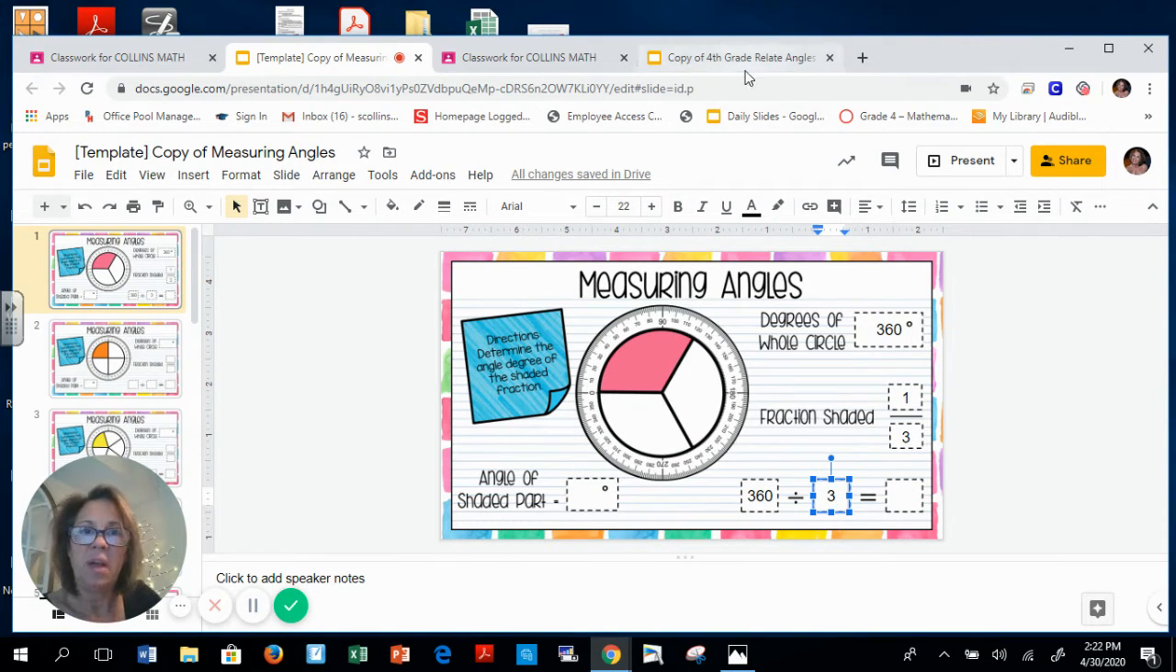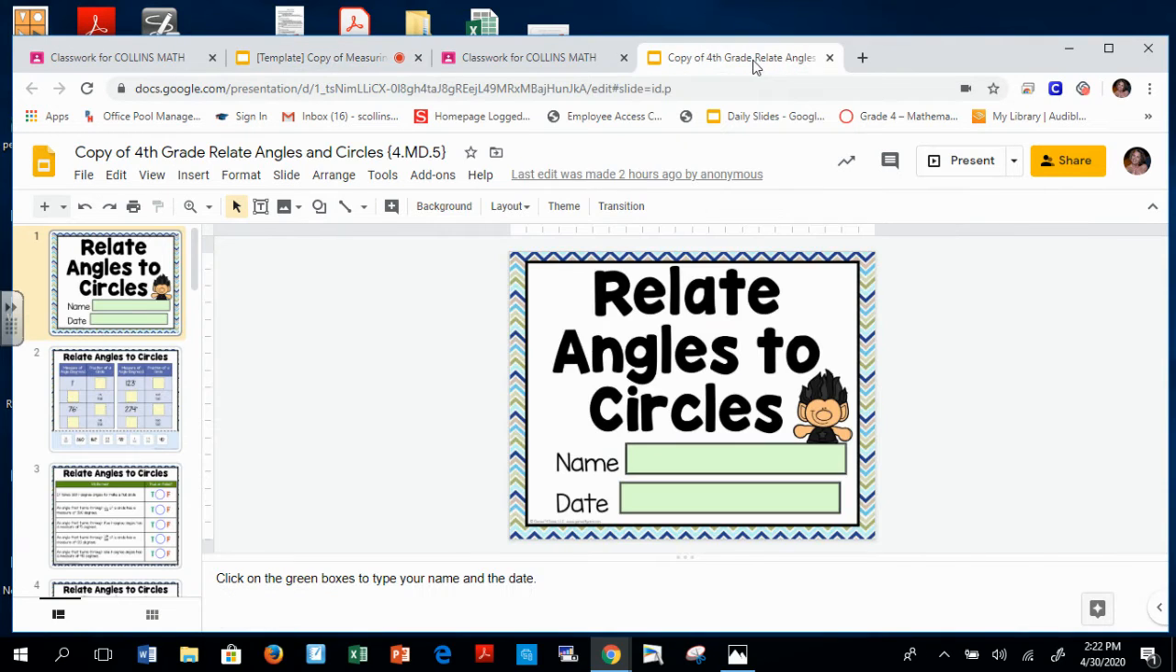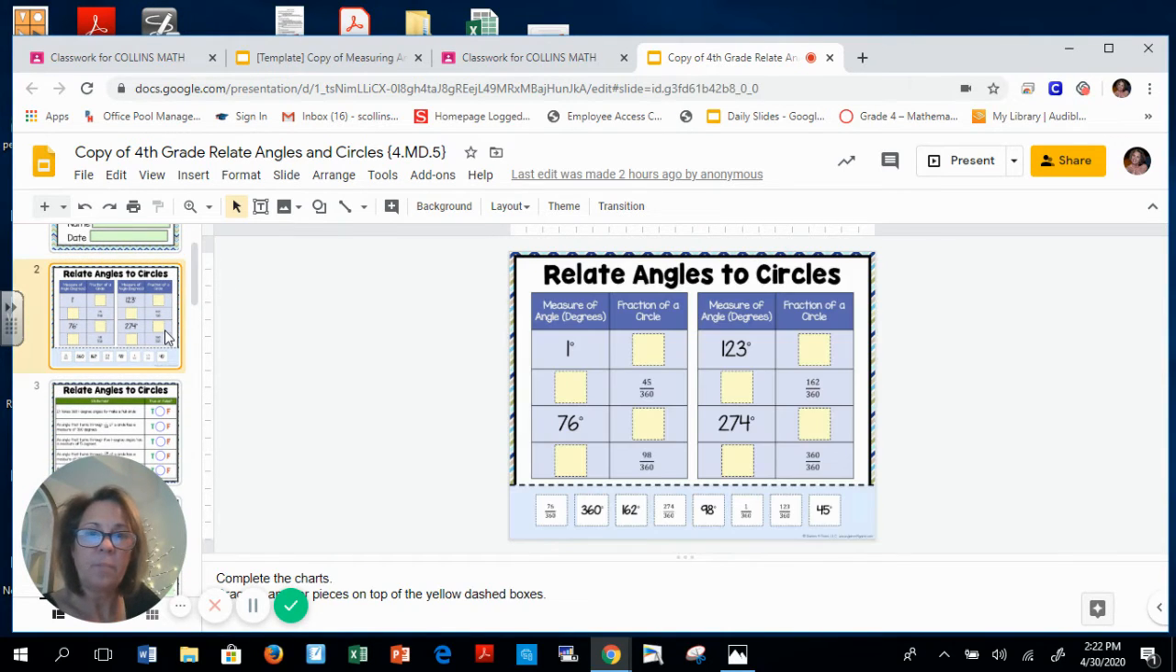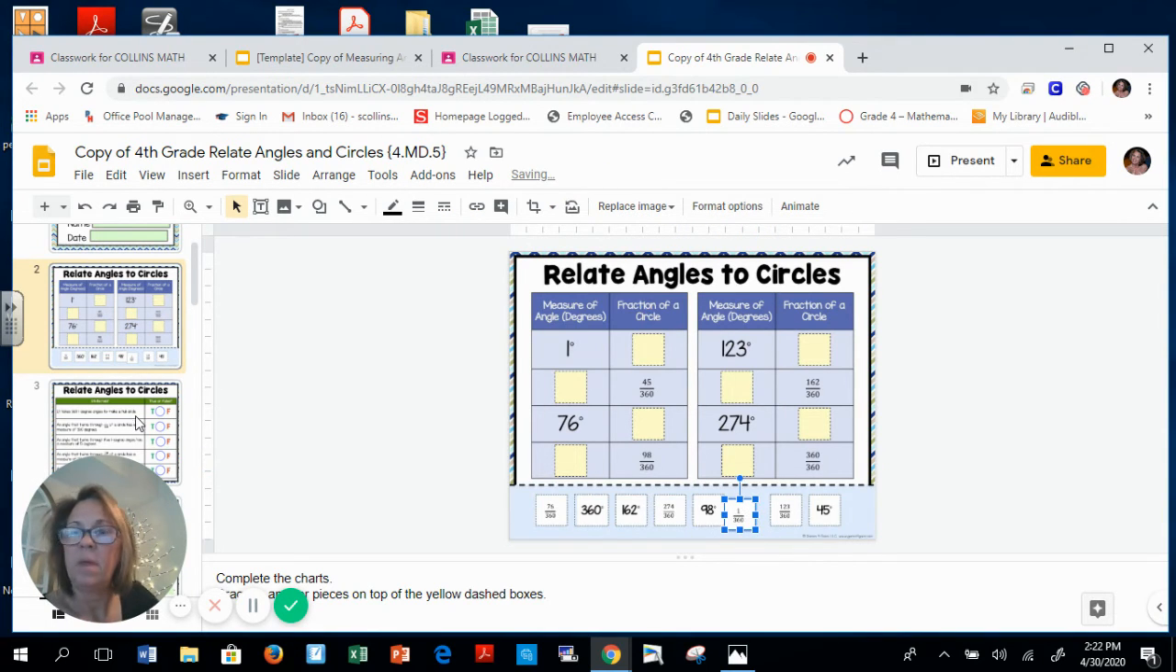If I go to activity 2, this is where there are lots of different things for you to do. On the first slide, you're just matching up a 1 degree angle with its fractional part. That would be 1 out of 360 degrees of an angle. So you're matching the measure of the angle to the fraction of the circle, and it's just a click and drag.